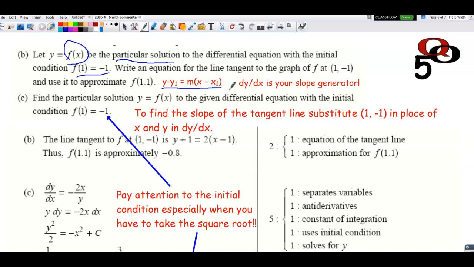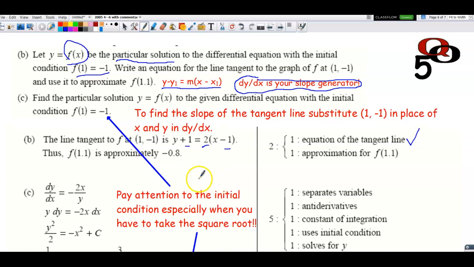Y minus y1 is equal to m times x minus x1. And in the prompt, dy dx is our slope generator. That's where we're going to get our slope from. So to find the slope of the tangent line, we're going to substitute 1, -1 into the slope generator, and we get a slope of 2. We substitute our x and y value, and we get y by itself. So we get 1 point for the equation of the tangent line.